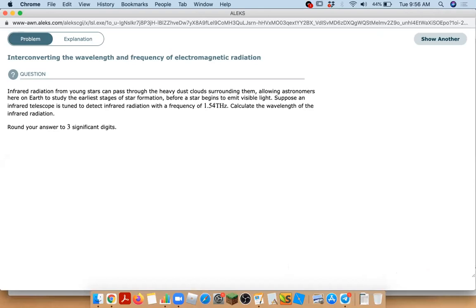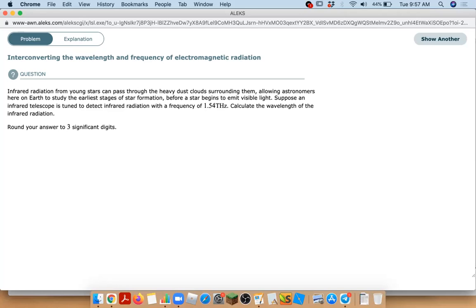So it says here, infrared radiation from young stars can pass through the heavy dust clouds surrounding them, right? So imagine you have these young stars, like our star was 4.5 billion years ago. It just ignited, it's now producing radiation, this shining light, but it came from a dust cloud. That's where these stars come from. They're formed in dust clouds. So these young stars are typically in a big dust cloud. We sometimes call them nebula.